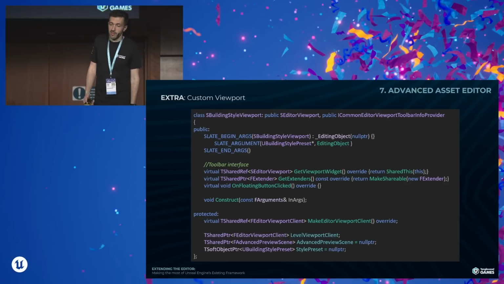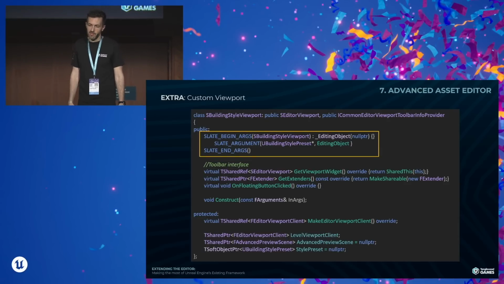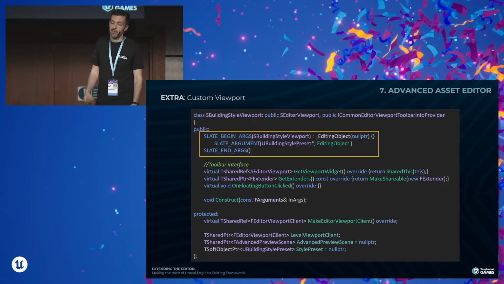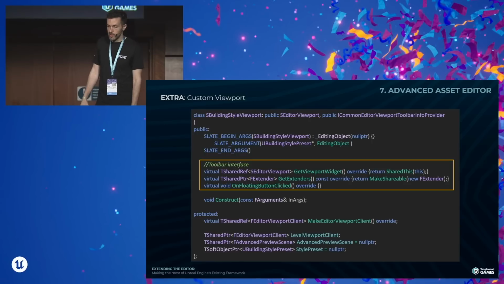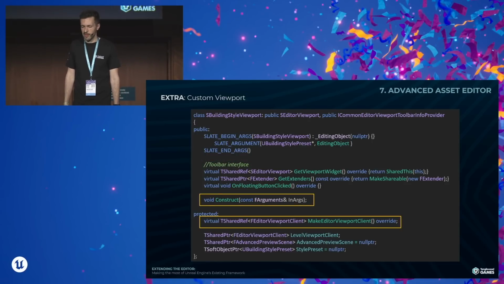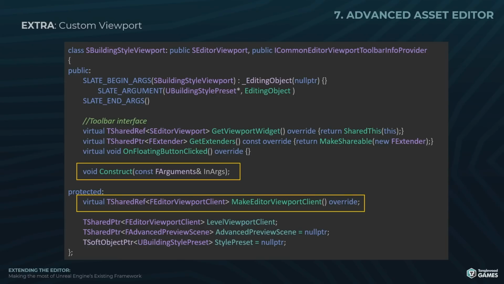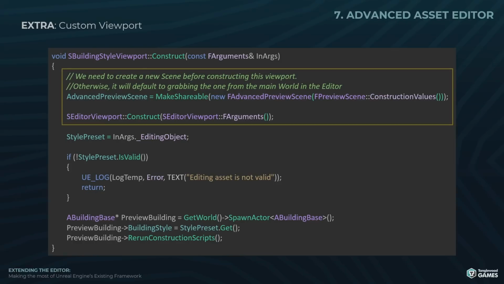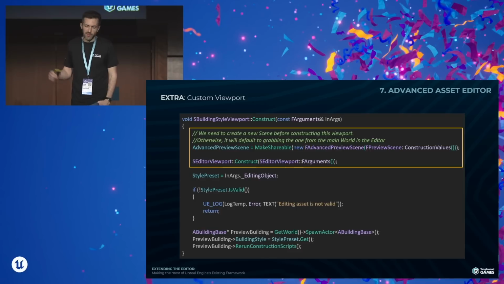With the actual viewport, we are first using slate arguments as a way to support sending a reference to the object. We need to override these functions, and then is the construct and make viewport where we handle the actual creation of the scene. Here we're gonna create a preview scene before we even construct it, because otherwise this system is going to grab the viewport that we already have open, which is the one in the game.